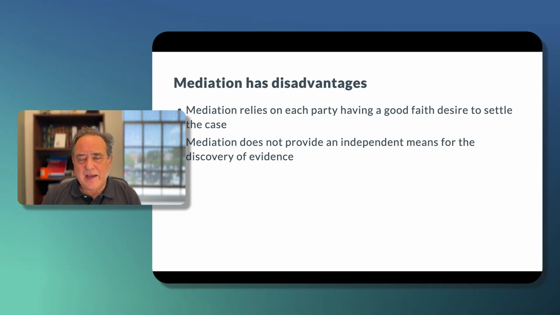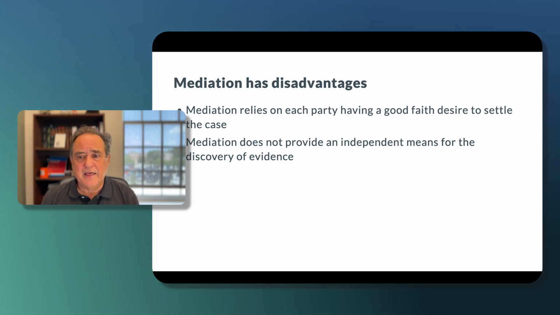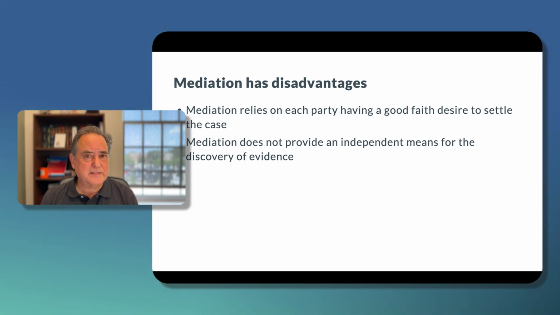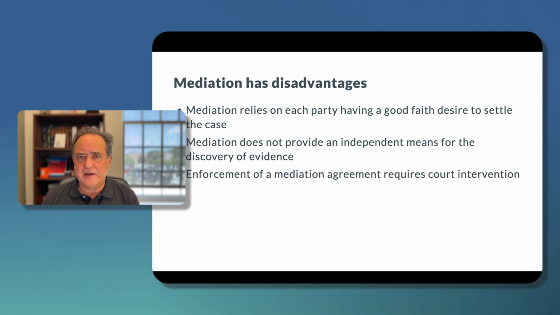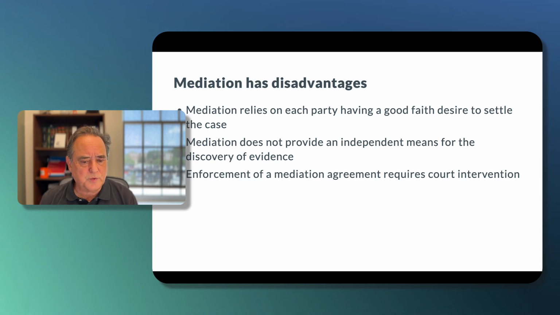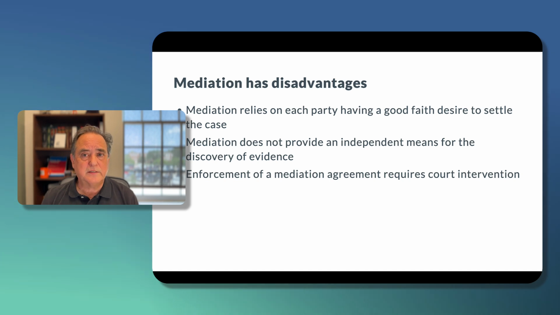Mediation does not provide any way of discovering items, to get items from the other side. So oftentimes mediation fails because you have to go through litigation anyway in order to obtain evidence from the other side. And therefore, parties, once they have started litigation, are inclined to remain in litigation. And finally, even if there is a mediation agreement reached which is enforceable, it still requires court intervention, which means you may be back in court even though you didn't want to be.